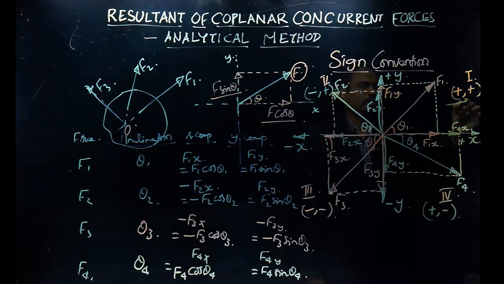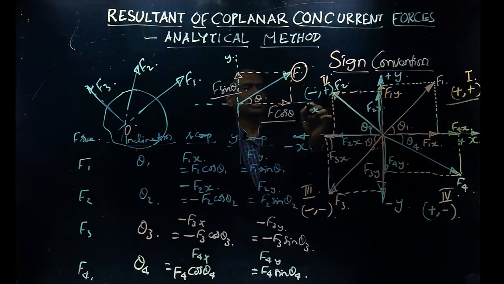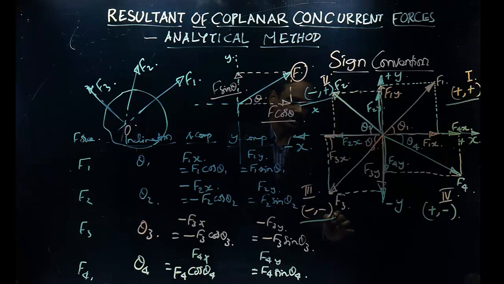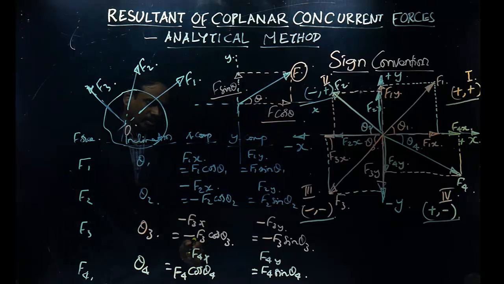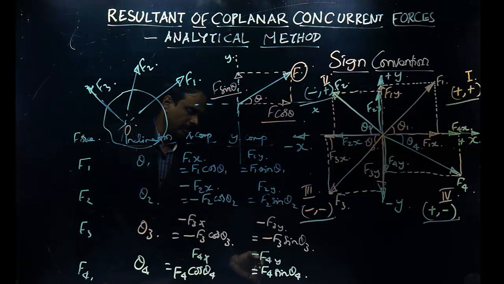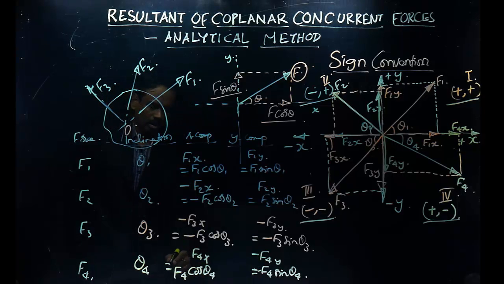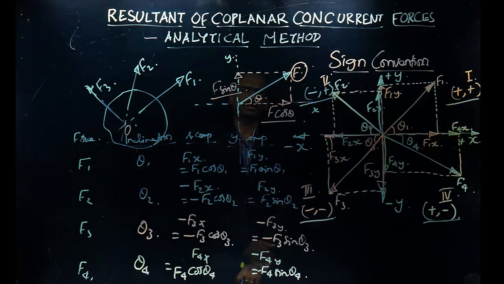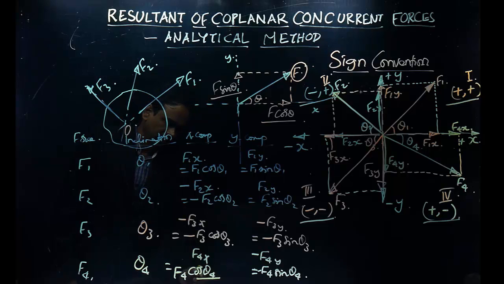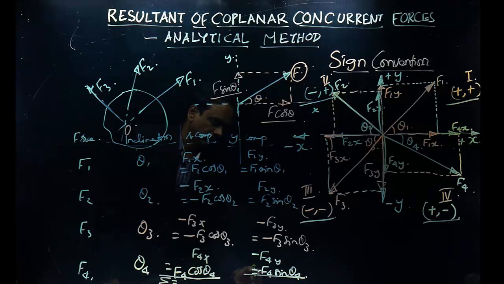Now these ones you have to remember. In the first quadrant, plus plus, second quadrant, minus and plus, whereas here minus and minus, here plus and minus. So here x component will be positive, whereas y component will be negative. Now how to find the resultant once you have found out the components of all the given four forces? All you have to do is just add up all these x components. That means take the summation of this. In the similar manner, take the summation here.